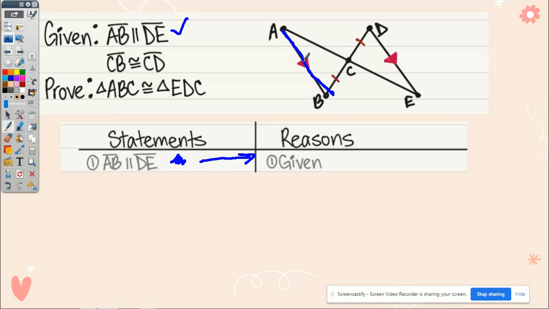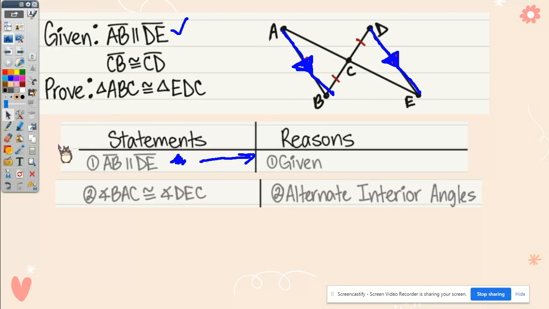So AB is parallel, which I actually already made a notation on my diagram, to DE. So those two are parallel. Once you hear parallel lines, you should be thinking about corresponding angles, alternate interior angles, alternate exterior angles, or same side interior. So one of those is going to come into play.